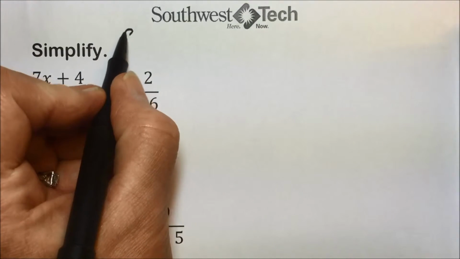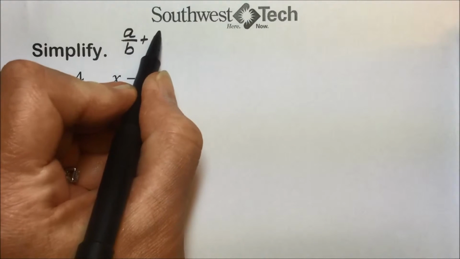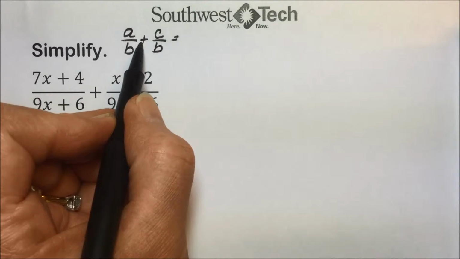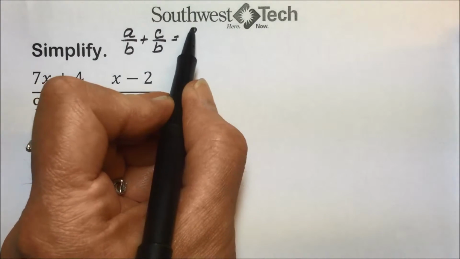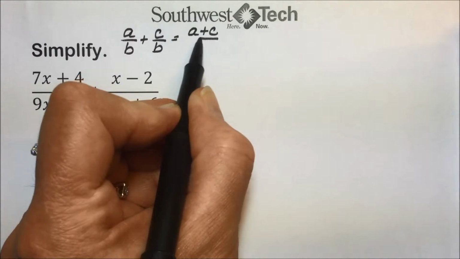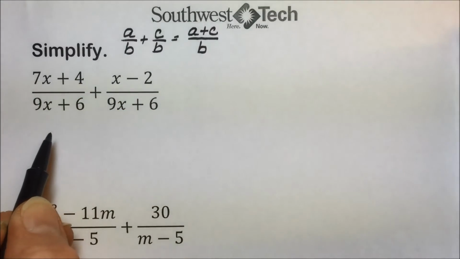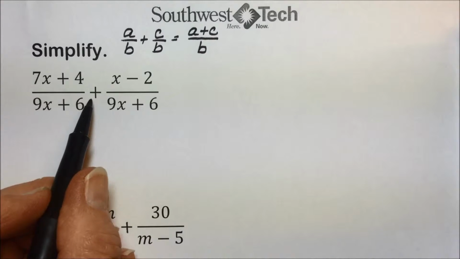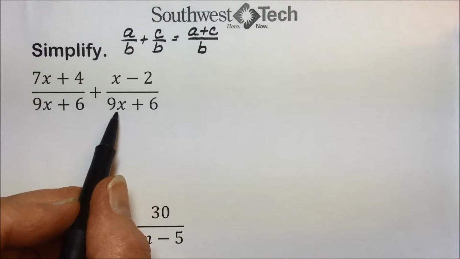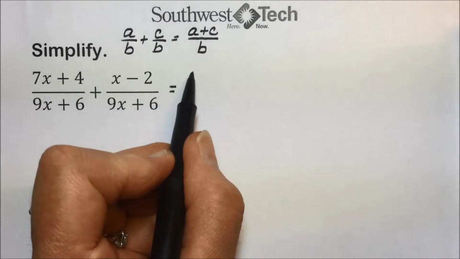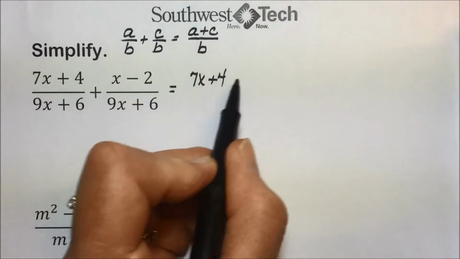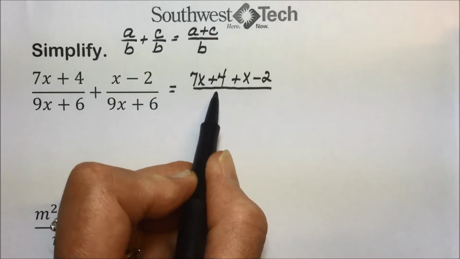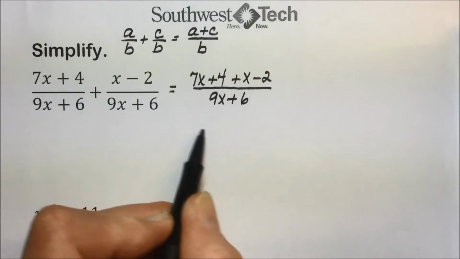In other words, if we have a over b plus c over b, we can add those numerators, and it doesn't matter if it's addition or subtraction. We add the numerators and keep the common denominator. And in this first rational expression here, I have common denominators, so I can go ahead and add the numerators together and express them over the common denominator.